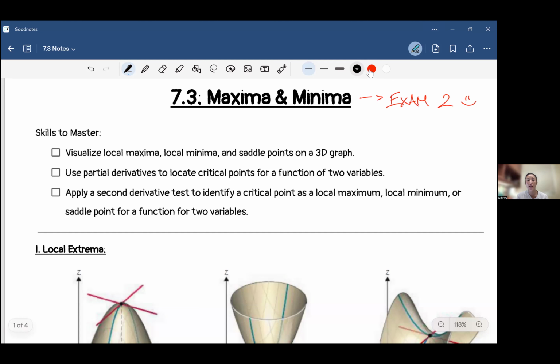What we're going to do is take a look at how we might find the highest point or the lowest point on a graph. And we collectively call these critical points. So we're going to use those partial derivatives that we reviewed last time to take a look at how to find critical points on a graph. But in particular, we're looking at how to find it on a three-dimensional graph.